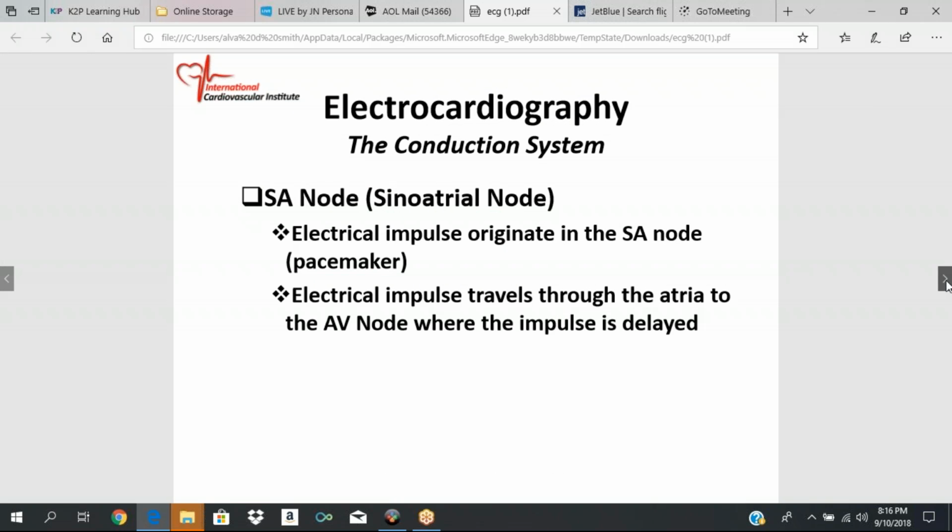As we mentioned before, the SA node, also known as the sinoatrial node, is where the electrical impulse originates, and that's called the pacemaker of the heart. The SA node is called the pacemaker of the heart because that is where the impulse starts. The electrical impulse then travels through the atria to the AV node where the impulse is delayed. It is slowed somewhat.